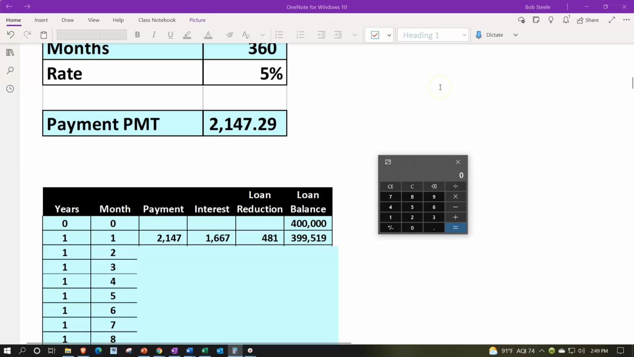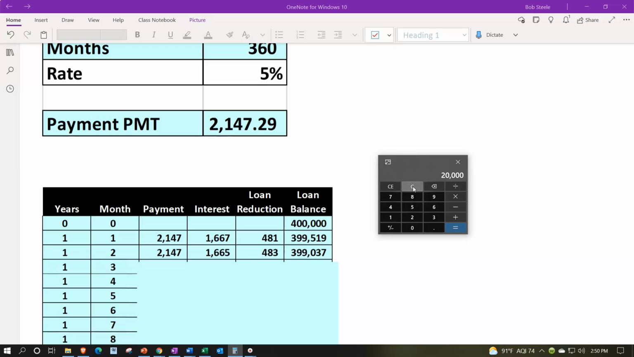So therefore, if we're paying 2147 minus the amount of interest, the rent that's going to go away, the 1667, the loan is only going to go down by the 481. So therefore, the 400,000 minus the 481 is the new loan balance of 399,519. If we did that again, same payment, 2147, the interest is slightly different, now being 399,519 times 0.05.